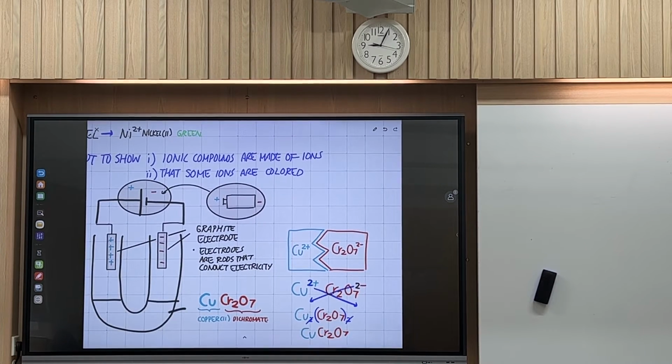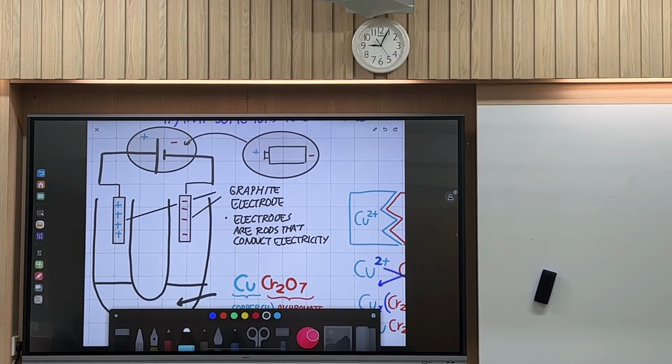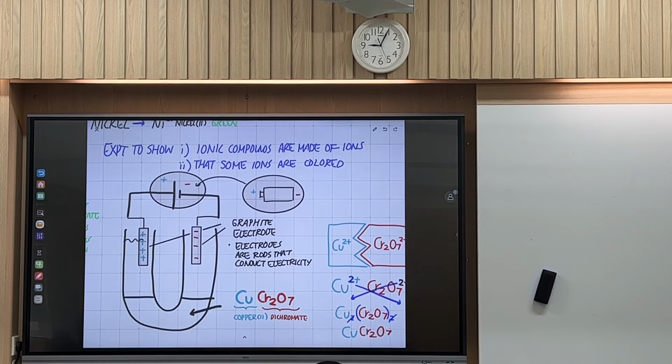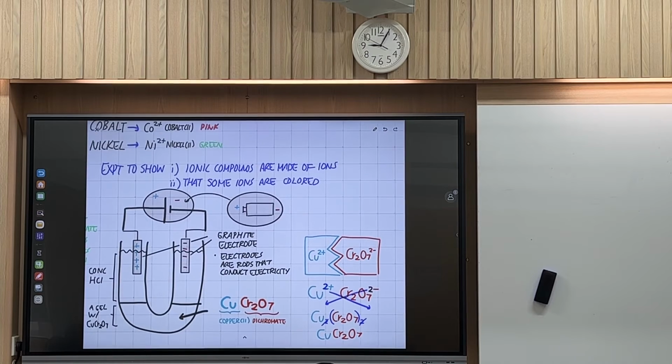This is the compound we put in this gel. This is the jello-like substance in here. And on top, we are filling in some concentrated hydrochloric acid, the same acid you find in your stomach. So right now, this is concentrated HCl. This is a gel with CuCr2O7. Now what happens? This compound, as you saw, is made of Cu2+ and Cr2O7 2-.